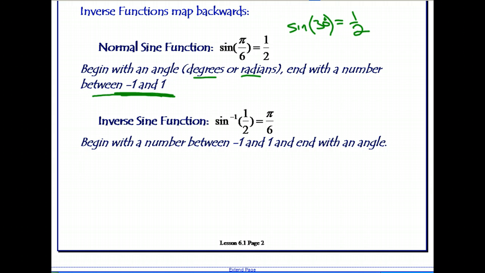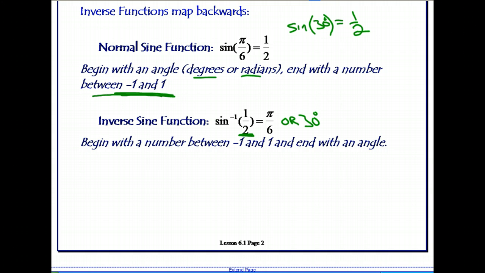With the inverse, we just reverse the process. You begin with the number between -1 and 1 for sine or cosine. So what's the sine inverse of 1/2? And it gives out the angle. You'd say pi/6, or if you're in degrees, you'd say 30 degrees. So an inverse trig function gives you an angle for an answer.